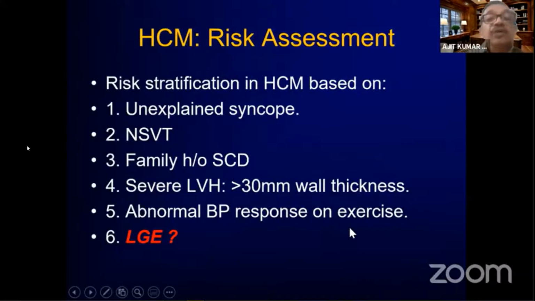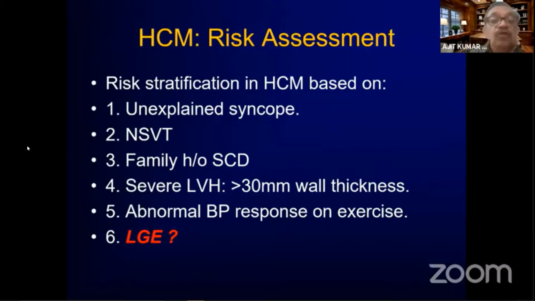So what are the factors for risk assessment in hypertrophic cardiomyopathy, and where does LGE stand? The typical risk stratification in hypertrophic cardiomyopathy is based on unexplained syncope, NSVT, family history of sudden cardiac death, severe LVH more than 30 millimeter wall thickness, and abnormal BP response to exercise. Now, to these, you need to add LGE.